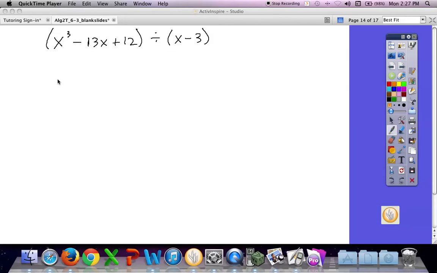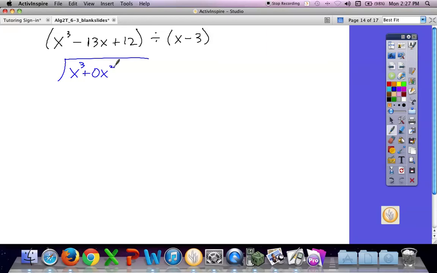So when I show the division, I need to use a zero coefficient term for x squared. I can't let it be blank. I have to fill in a zero coefficient x squared term since there is no x squared term, right? Minus 13x plus 12. Okay, and now we're still dividing by the x minus 3.